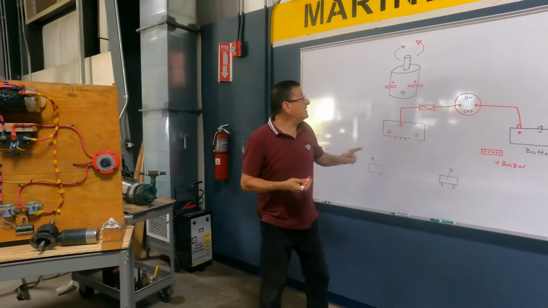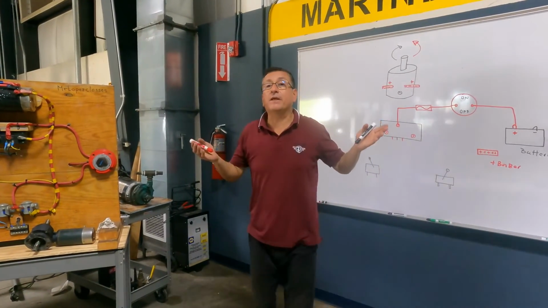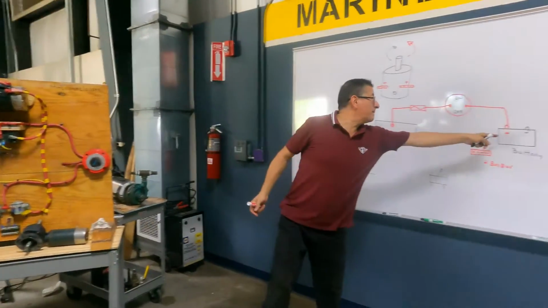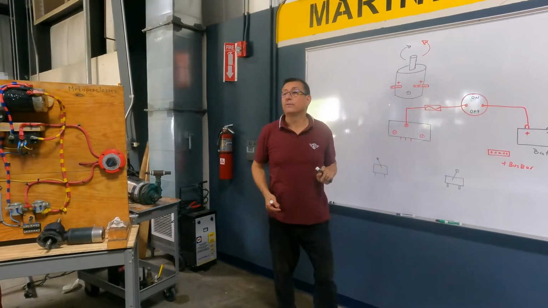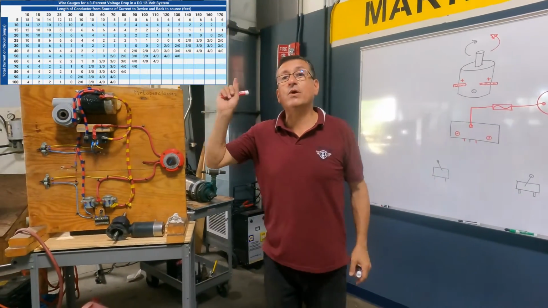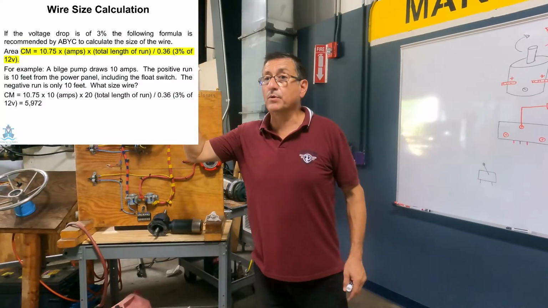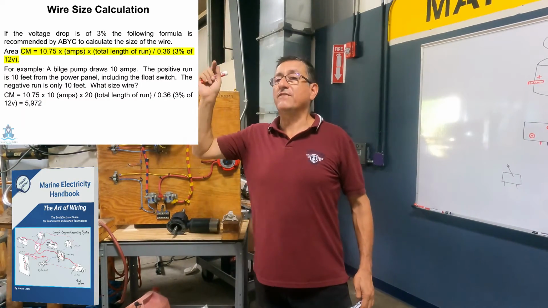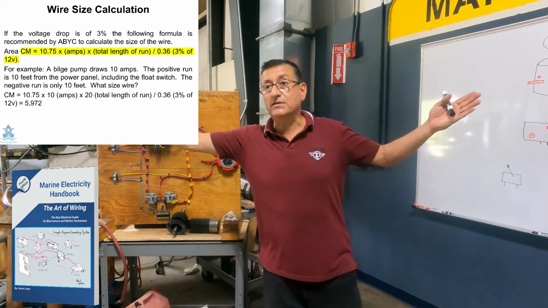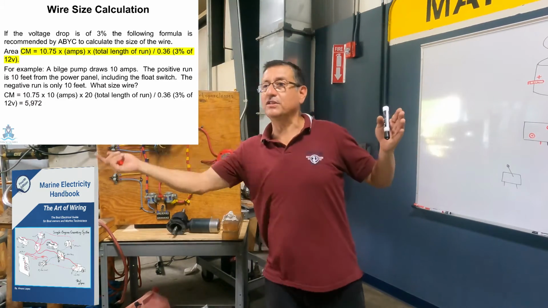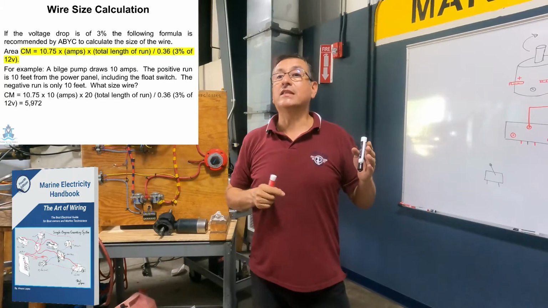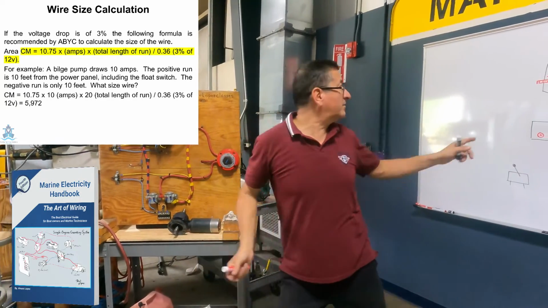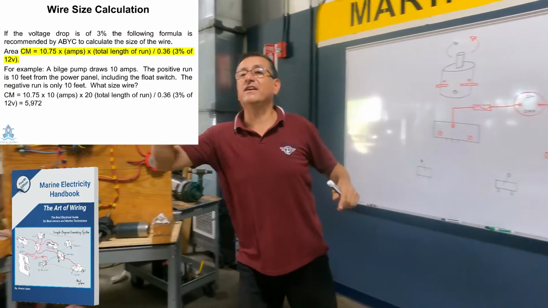Oh, my friend, what is the gauge of that cable? Oh, my friend, it depends on the distance between the battery and the motor. You use the ABYC tables, or the formula in the book. You remember? Circular mils is equal to 10.75 times the length of the distance times 2, because it's positive and negative, times the intensity of this motor, divided by the voltage drop.